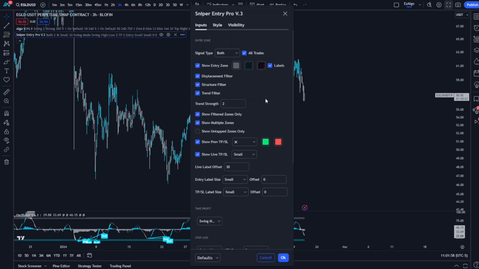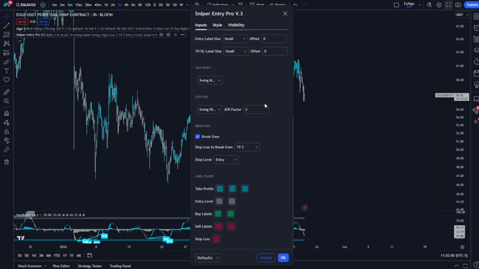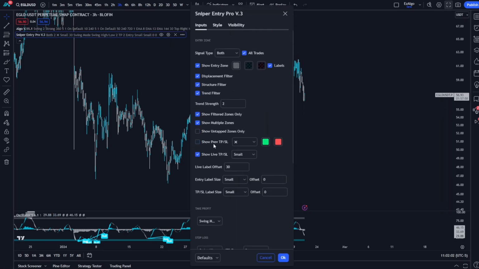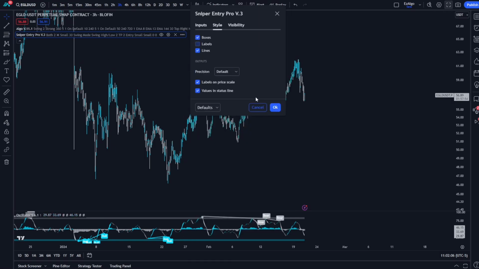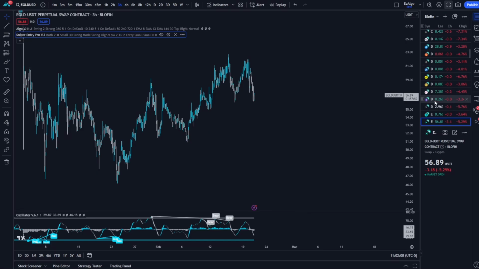And I'll show you the settings that I like to use as well. So I mainly use the default settings. I don't like to see the previous take profit and stop loss. And I like to hide the labels. And I'll show you why in 1 second.